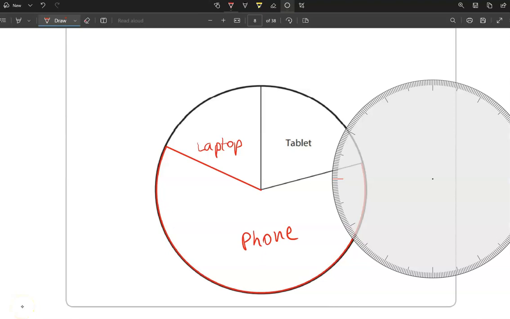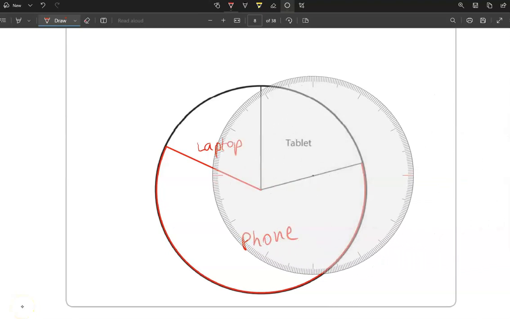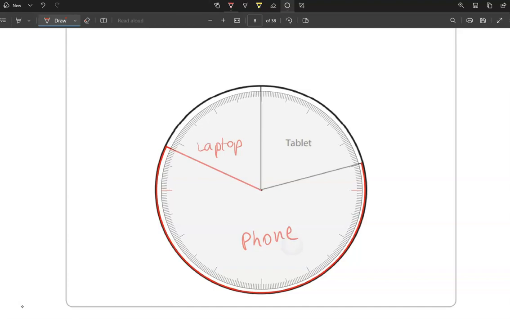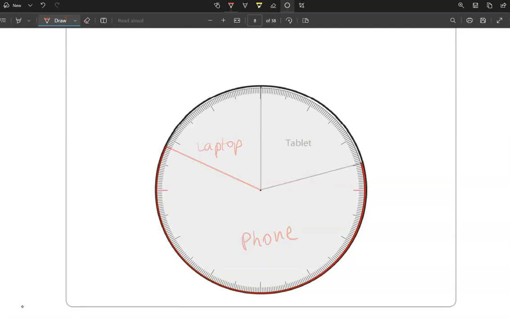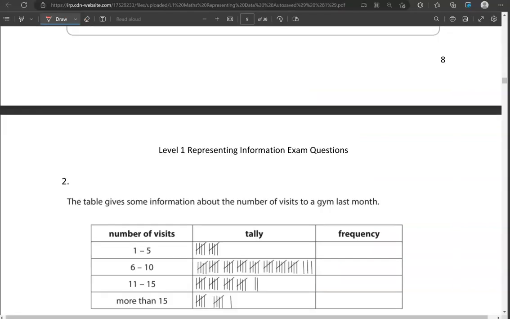Now we'll measure the angle representing laptops just to make sure we've done everything correctly. So it should be 65 degrees. And that shows we've done this correctly.